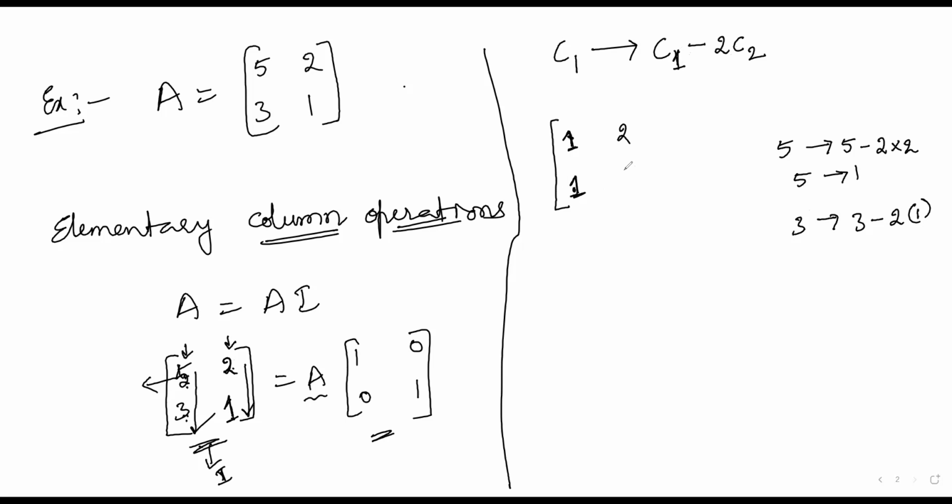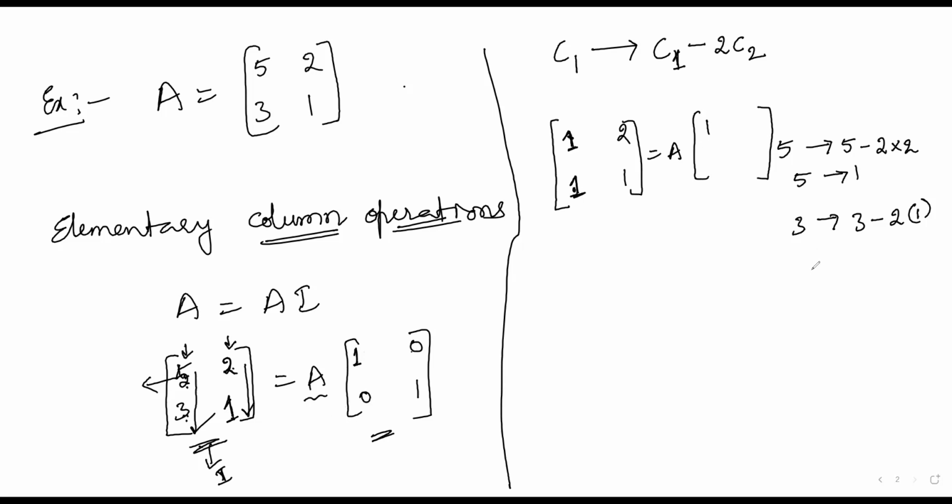Now this 2 and 1 is same. But whenever you apply on both sides, this A is same here, and here I will change. How will it change? It will change as C1 minus 2 times C2, that is 1 minus 2 times 0, 1 only.